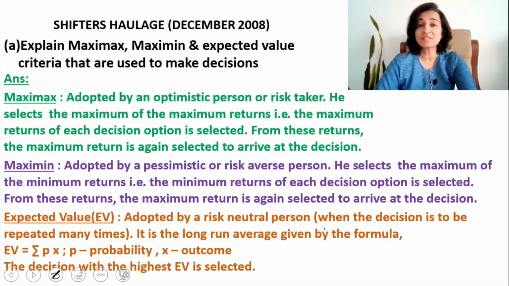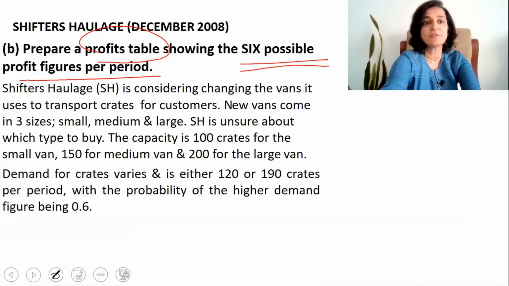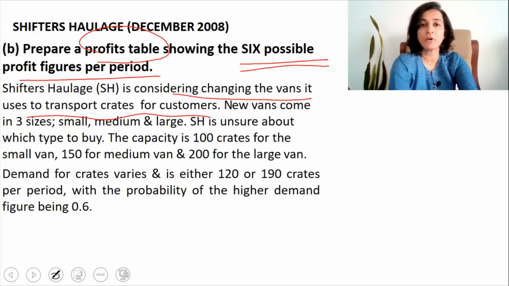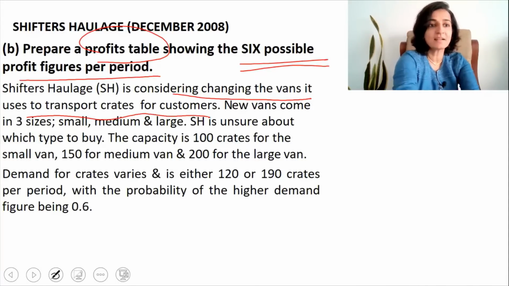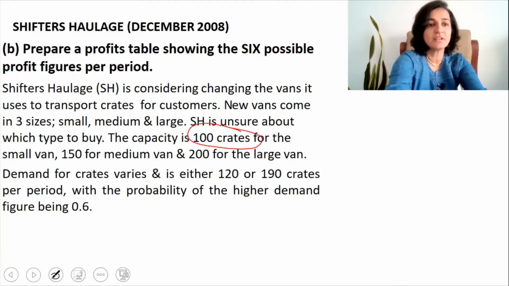Now we will go to the question extracts to tackle the second part of the question. Prepare a profit table. A profit table is nothing but a payoff table showing the 6 possible profit figures per period. Shifter's Haulage is considering changing the vans it uses to transport crates for customers. New vans come in 3 sizes: the small van, the medium van, and the large van. They are unsure as to what to buy. The capacity is 100 crates for the small van, 150 for the medium, and 200 crates for the large van.